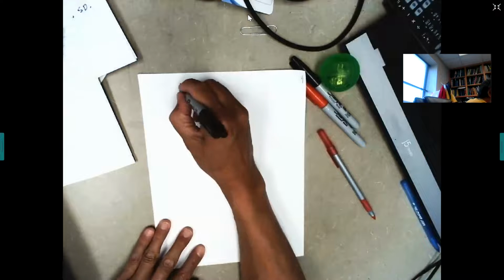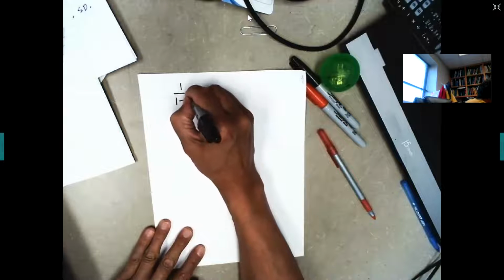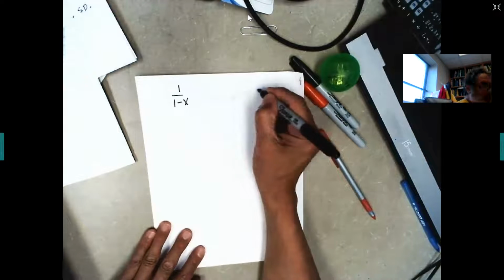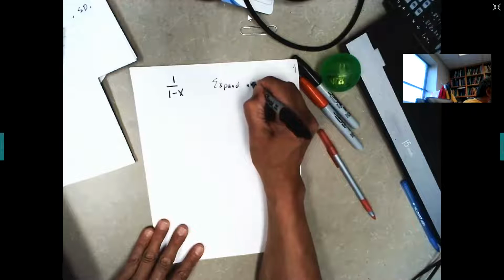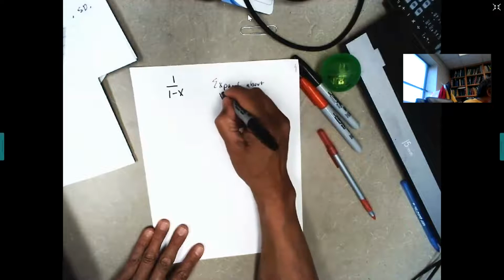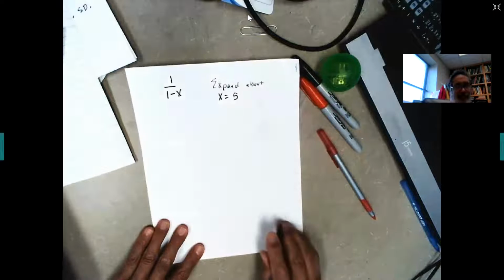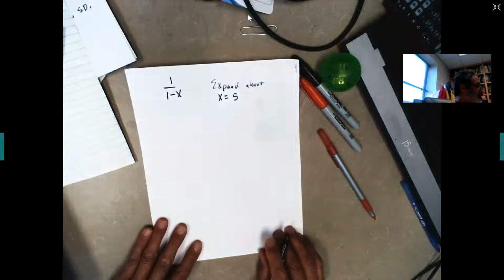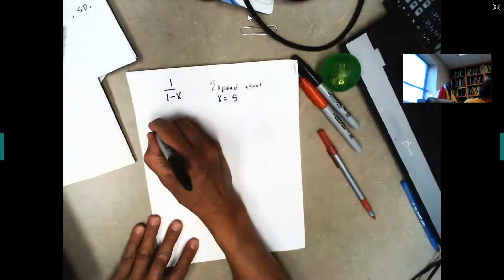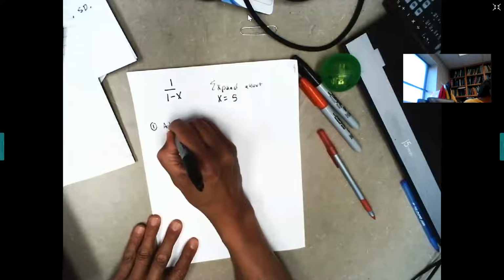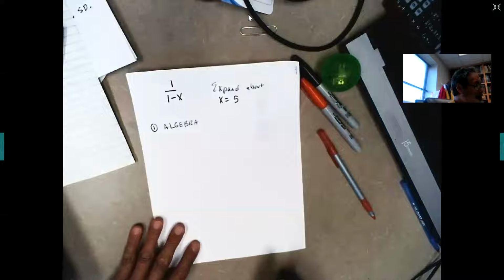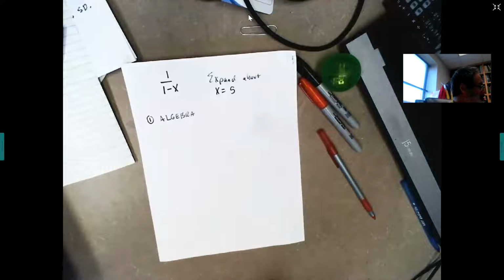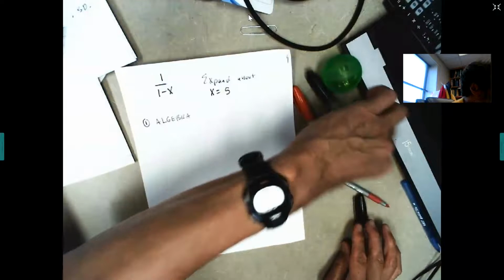You have 1 over 1 minus x, and let's say you wish to expand about x equals 5. Now, there's two methods of doing this sort of problem. The first method is algebra, which I think is the easiest method. And I didn't really emphasize this in class that much, but I'll go ahead and do this now.